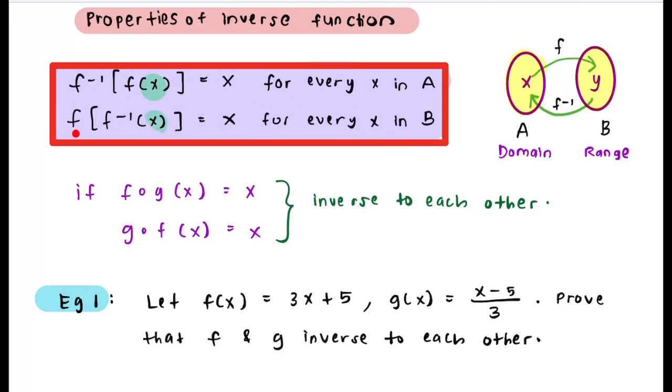Let's see another one. If you have f composed to your f inverse x, the answer will be equal to x for every x in B, because here we have drawn that for B to A, this is your f inverse, therefore this is your domain. So we can conclude here, if you have two functions, f and g, and when you compose both of them, you get the answer x. And when you flip it, g compose f(x), this is also equal to x. Therefore, you can conclude that f and g are both inverse to each other.